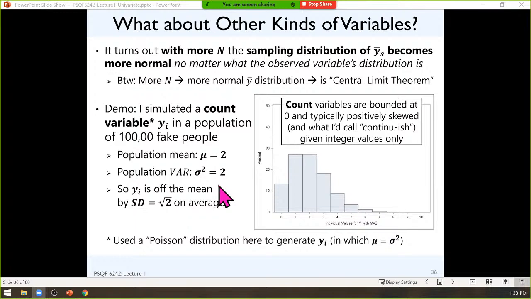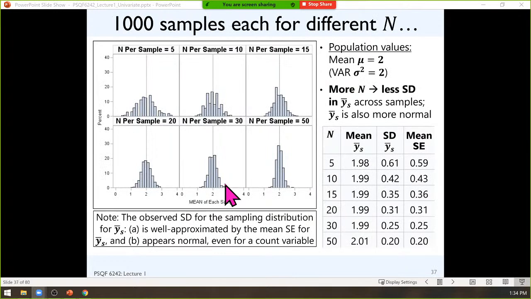So any one person in this sample is going to be off from the mean by an average of the square root of 2, 1.4 something, whatever that happens to be. All right. Now, does this shape right here, this Poisson, look normal to you? It's asymmetric. It's positively skewed. It happens to have a mean and variance that are the same number because that's what Poisson says. It's not normal, right? But nevertheless, if I take my 100,000 fake people and I do my repeated samples, I grab 5 people, get the mean, 5 people, get the mean, 5 people, get the mean. Here's what happens.